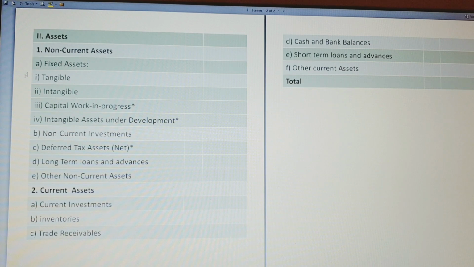Then you have cash and bank balances. Needless to explain this, okay? And short-term loans and advances. These are short-term advances and loans that you've given to other people. And other current assets, which are miscellaneous things like, say, prepaid expenses or an income that you have earned but not received. So those things will be clubbed under other current assets. And then we total up the asset side. So this is how your asset side looks.